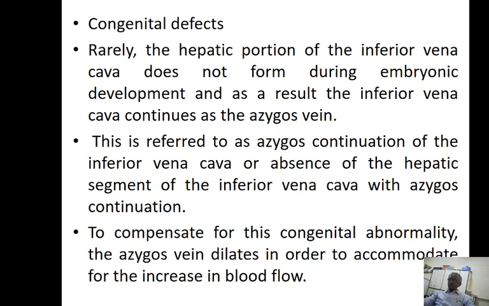To compensate for this congenital abnormality, the azygos vein dilates in order to accommodate the increased blood flow. So if the inferior vena cava is not there, the whole of the blood that has to pass through it passes through the azygos vein, so it is dilated, and this dilated azygos vein allows the blood to go into the superior vena cava.